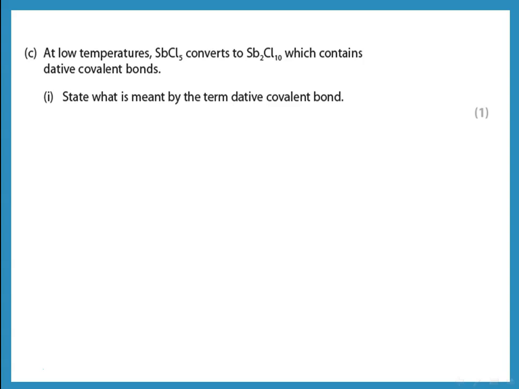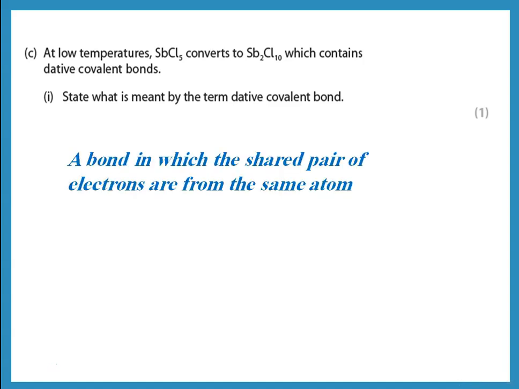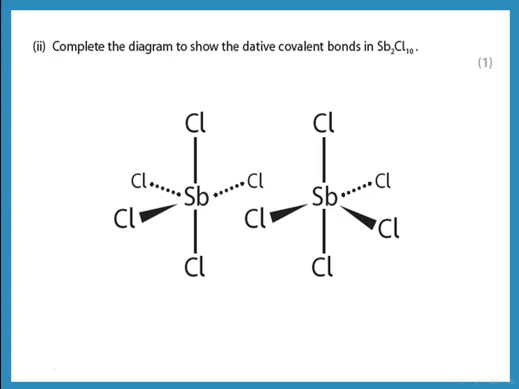Okay, at low temperatures, SbCl5 converts to Sb2Cl10 that contains dative covalent bonds. What is meant by dative covalent bond? Remember that the dative covalent bond is a bond in which the shared pair of electrons are coming from the same atom. Okay, complete the diagram to show the dative bonds.